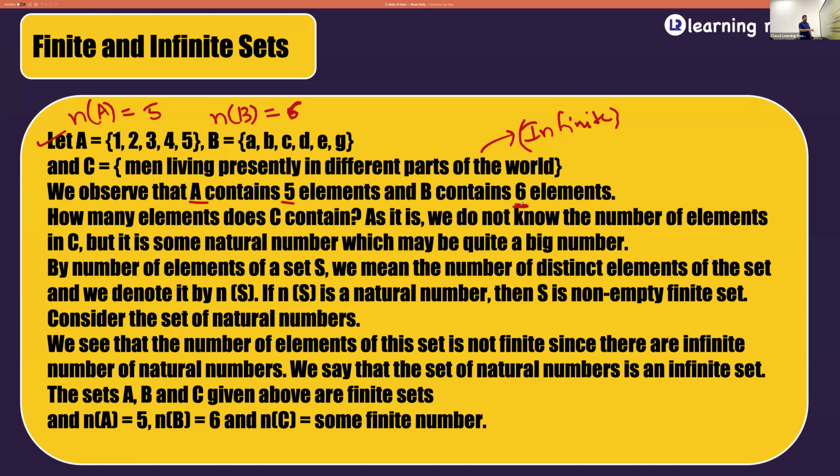By the number of elements of a set S, we mean the number of distinct elements of the set. We denote it by n of S. That's what I wrote. Small n is used for number. You read it as the number of elements of set S, right? If n of S is a natural number, then S is a non-empty finite set. Consider the set of natural numbers.